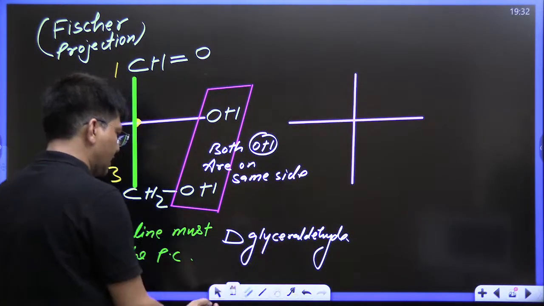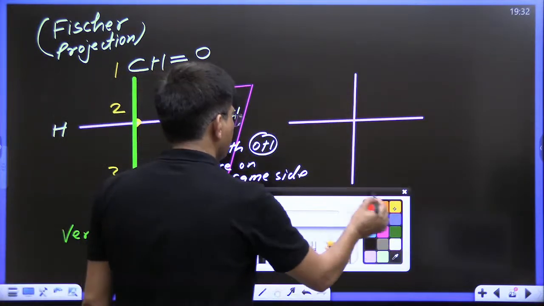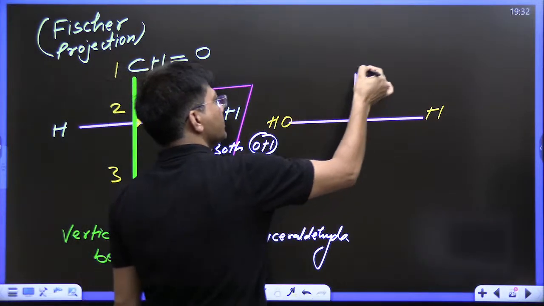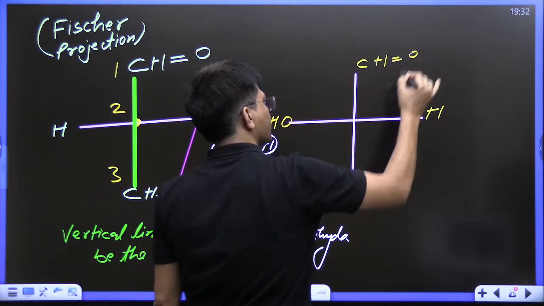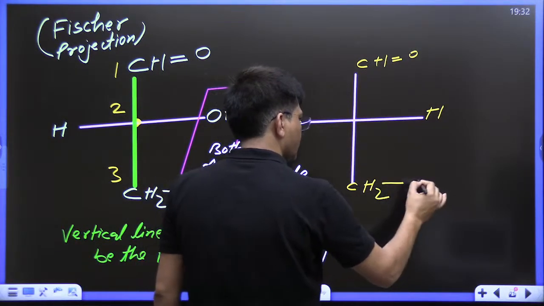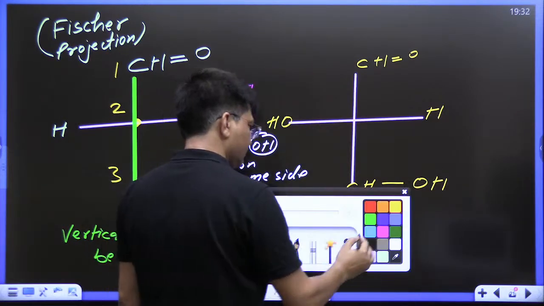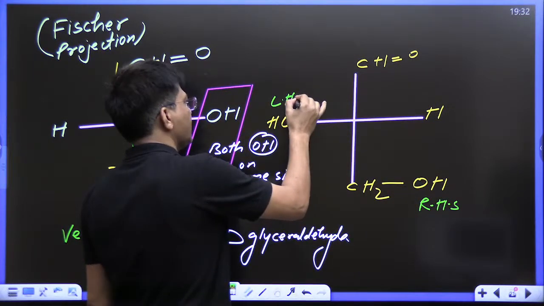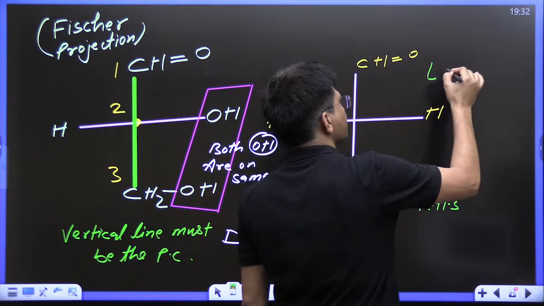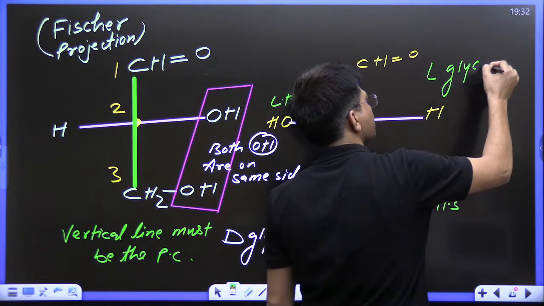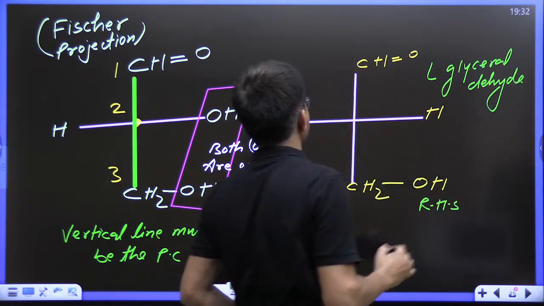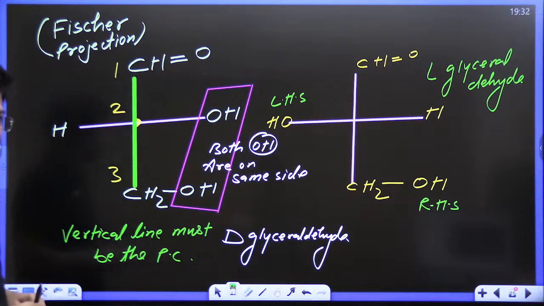Now how will L-glyceraldehyde look? See kids, this H, this OH, this CH double bond O, and this CH2OH. This OH is on the right hand side and that OH is on the left hand side. They are on different sides. So we will say this compound is L-glyceraldehyde. Are you able to understand, kids? Is everyone able to understand?